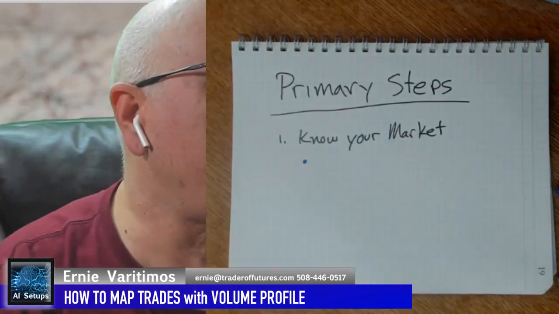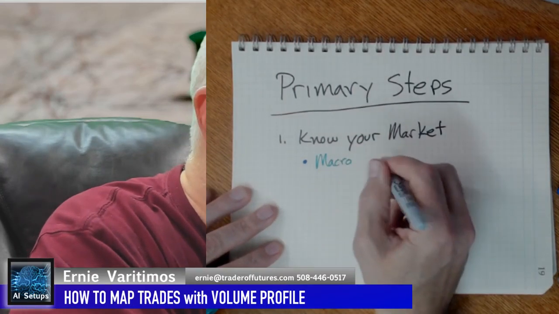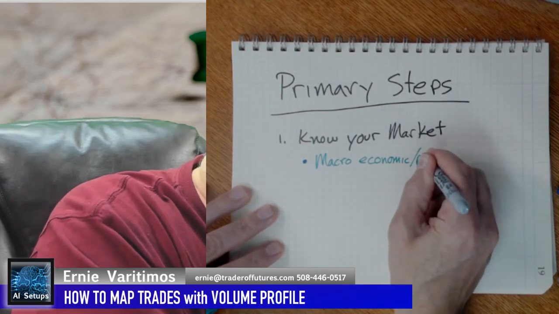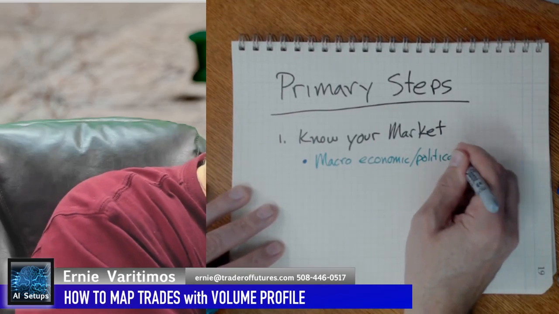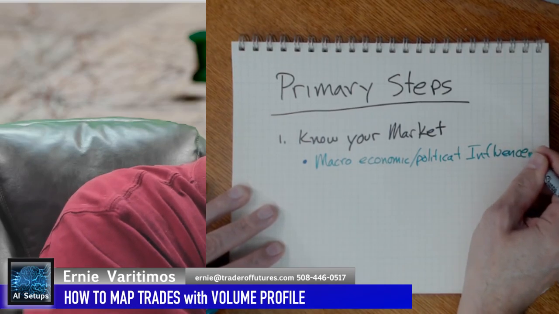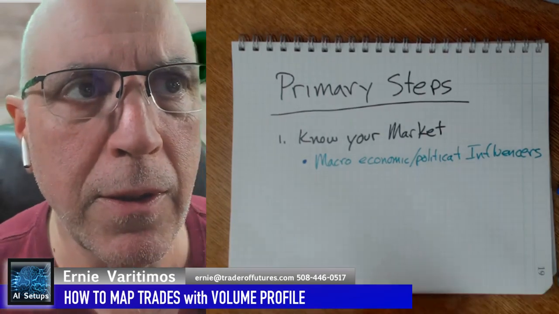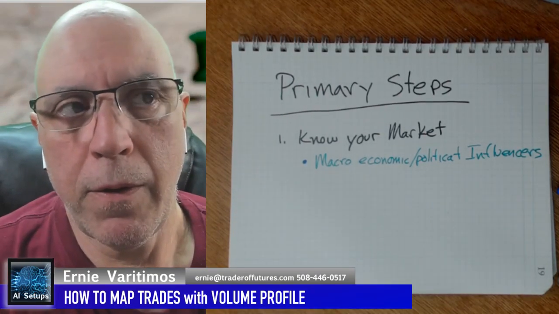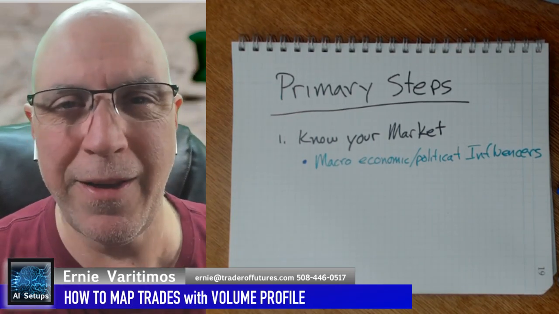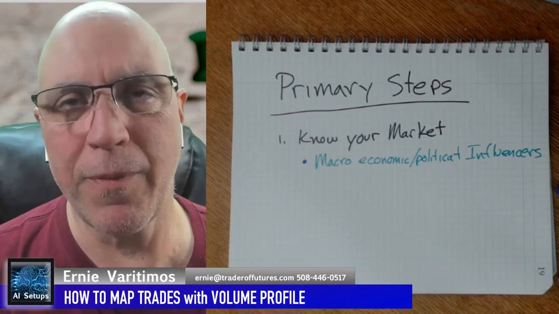Let's use a color that will stand out. So understand the macro, economic, and political influences. That is so important. Every asset, every market is influenced by macro and political influencers. That's kind of redundant.